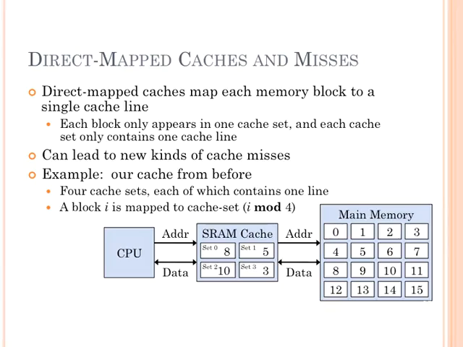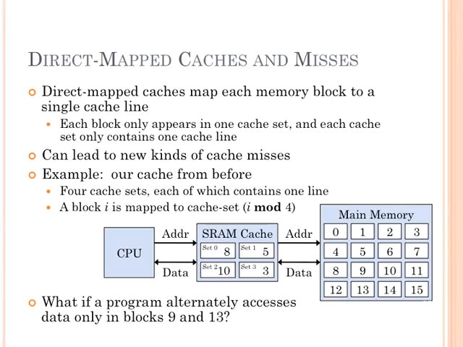And you can see, for example, that 10 mod 4 is 2, so it's in set 2. 8 mod 4 is 0, so that 8 would go in set 0 and so forth. So everything is in its own cache set where it's supposed to be. And then we have a program that for some crazy reason decides I'm going to have really good spatial and temporal locality, and I'm only going to access stuff in blocks of 9 and 13.